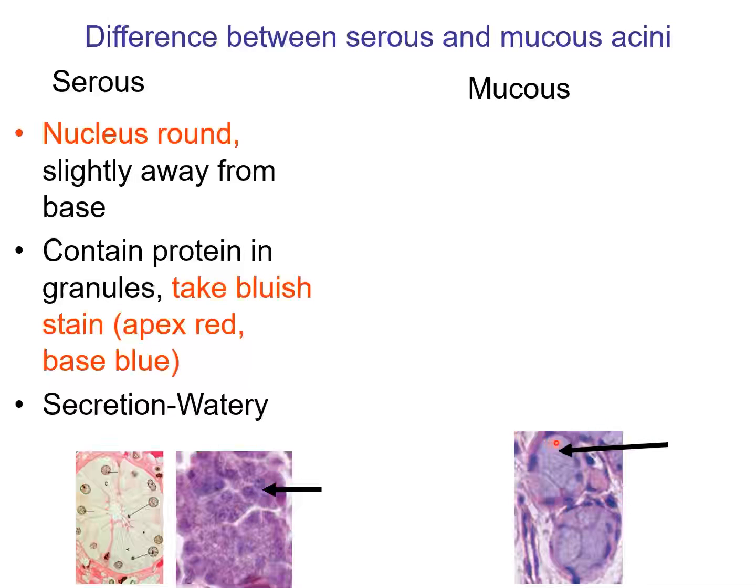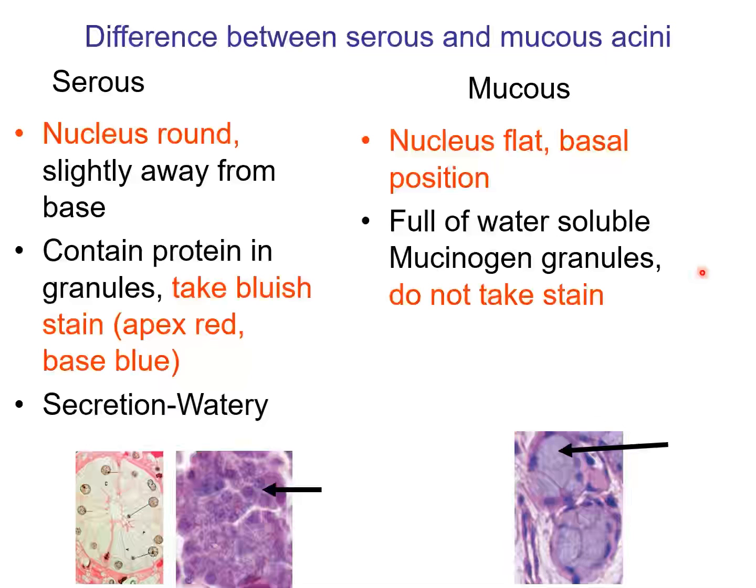The nucleus is flat in comparison to the serous glands or serous acinus, where the nucleus is round. Here the nucleus is flat. So nucleus is flat and basal in position. It contains full of water soluble mucinogen granules. That is why it doesn't take the stain, and the secretion is viscous, slimy.